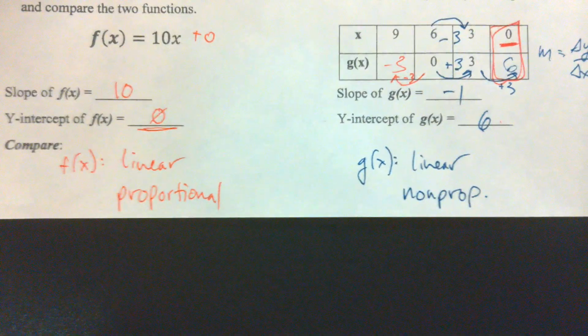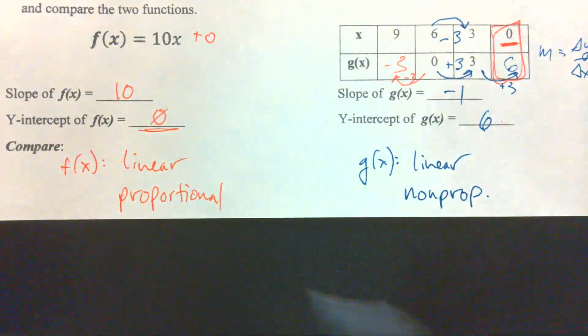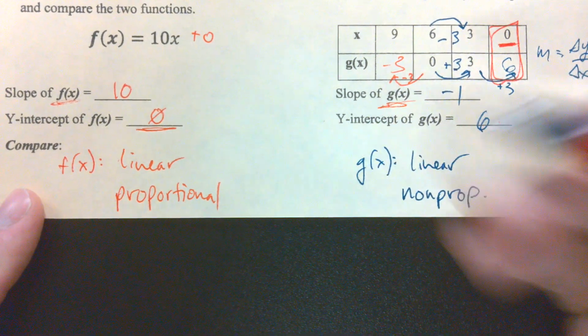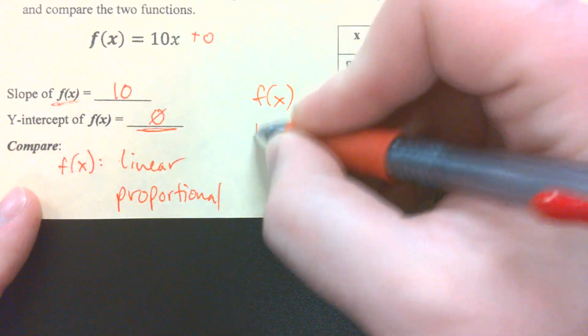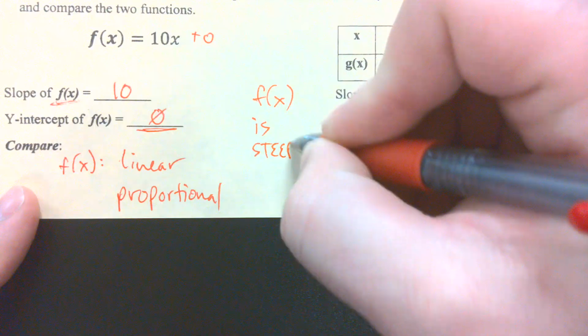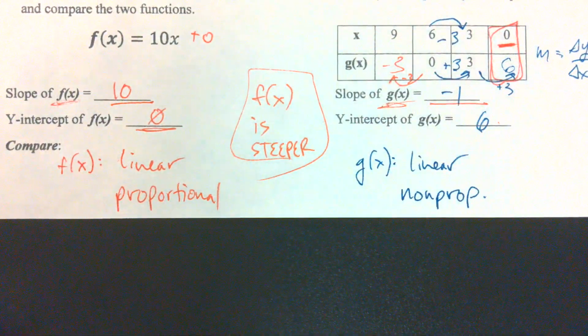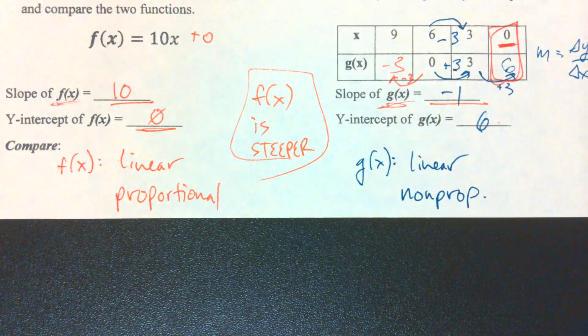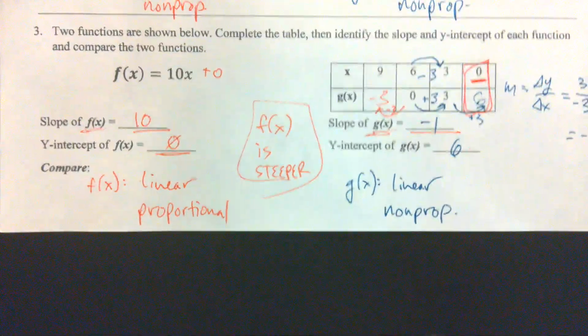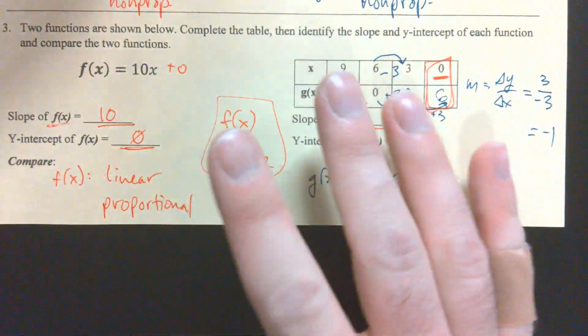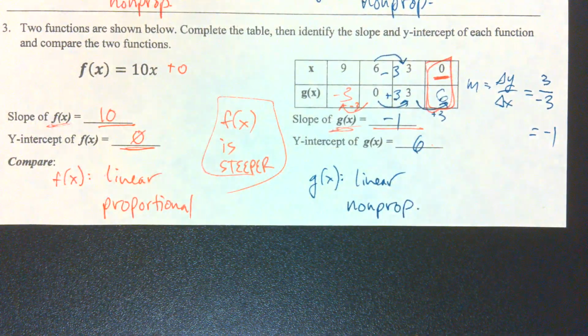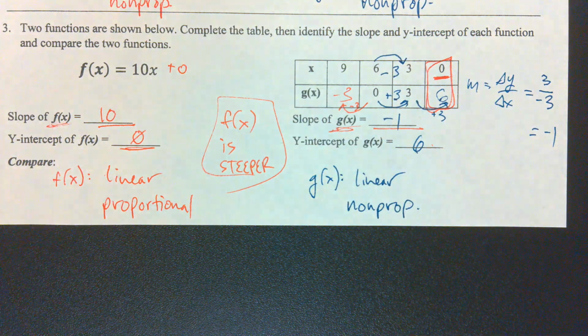Now, look at the slopes, 10 and -1. Which of these lines will be steeper, f of x or g of x? F of x is steeper. How can we tell? Because 10 is larger than -1. Great job. Some of you got this perfectly. If not, hopefully that helped clear some things up. Hopefully it's not as difficult as we may have thought going through it yesterday. All right?